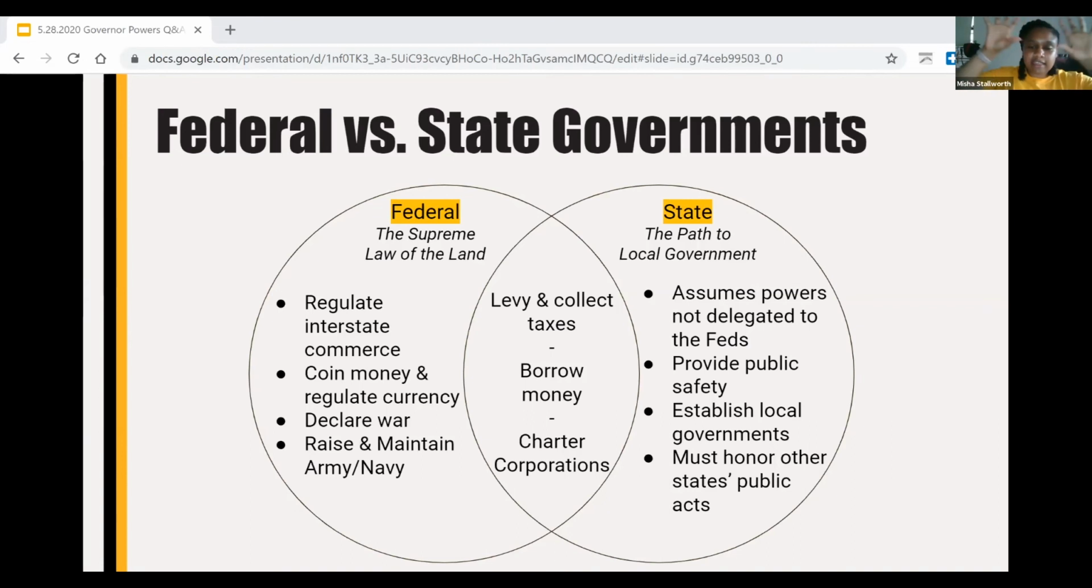So there are these two levels of government, and then the local level of government is another level that, if we could add a third circle here, we could talk about the things that are in common. We're gonna focus a little bit on federal and state for today.